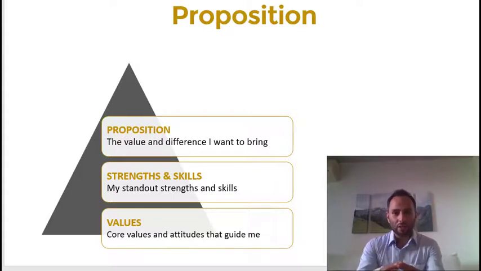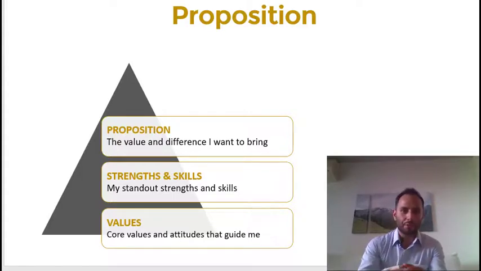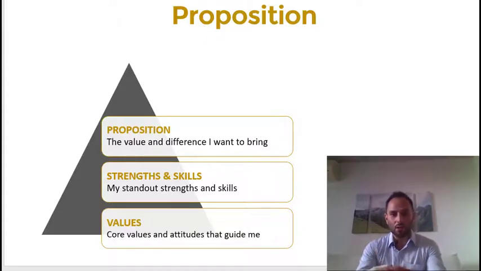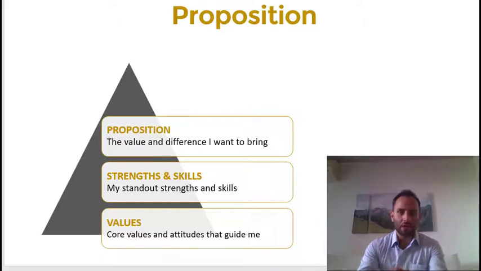Now, building on top of that, you have to know what your proposition is. In other words, what is the value or the difference that you want to bring to a given team or organization? You need to know that, be clear on it, and be able to communicate it.